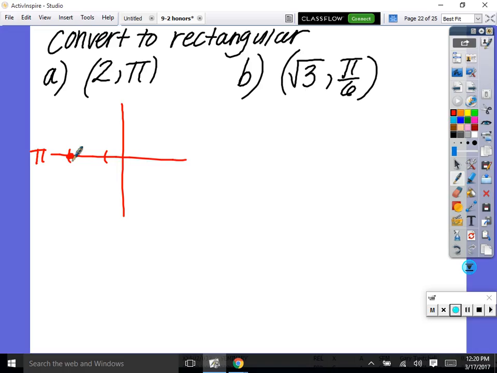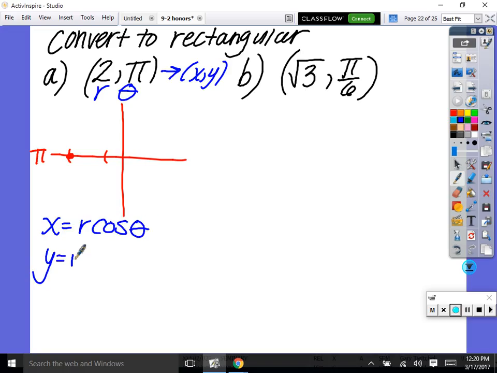So you're going to use your little basket of goodies once again. So this is an r theta. We want it to be xy. So you'll have to remember that x is equal to r cosine theta, and y is equal to r sine theta. So let's plug it in. R is 2, so we'd have 2 cosine of pi, and then r is 2, so we would have 2 sine of pi.